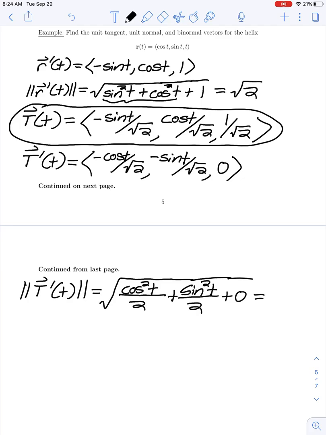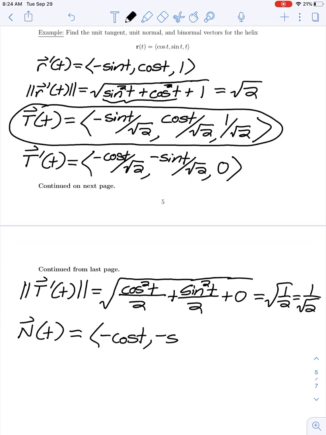So we're left with sine squared t plus cosine squared of t, which is 1 over 2. So we've got the square root of 1/2, or 1 over root 2. So the unit normal vector N of t is found by taking the derivative of our unit tangent vector and dividing by its magnitude, which was 1 over root 2. Now dividing by 1 over root 2 is the same as multiplying by root 2. So we're left with the vector negative cosine t, negative sine t, and 0.